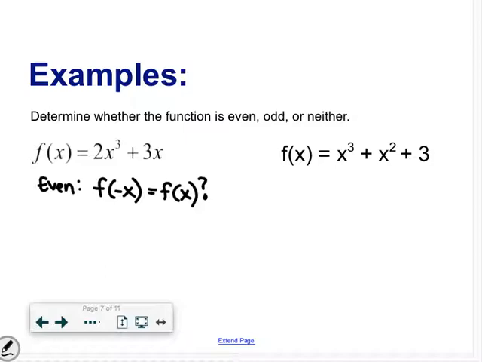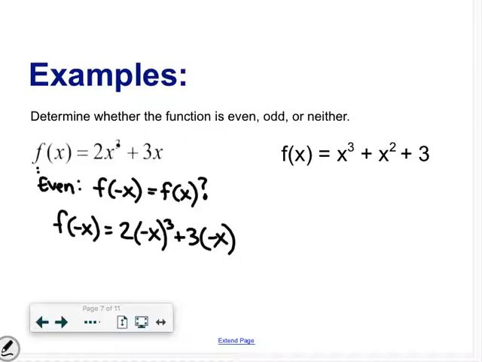Okay. Well, I already know what f of x is, right? 2x cubed plus 3x. So I need to know, is f of negative x the same thing? And the only way for me to know that algebraically is to work it out. So I've got to show my work for f of negative x. F of negative x equals, and then I would plug in negative x's everywhere I see x. 2 times negative x cubed plus 3 times negative x. So I'm just doing a direct substitution with negative x.